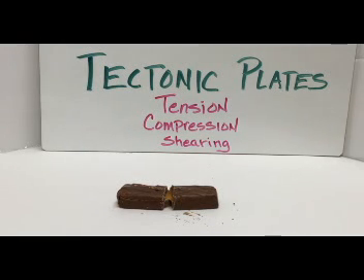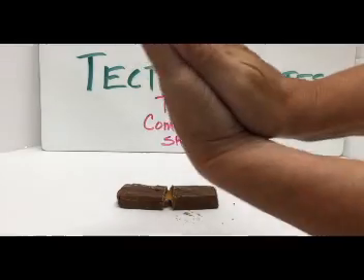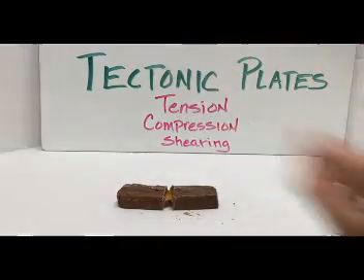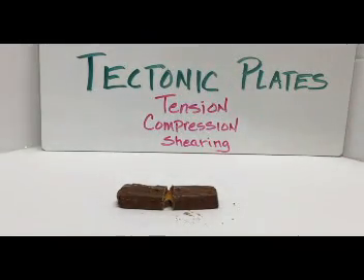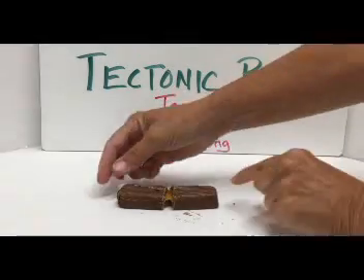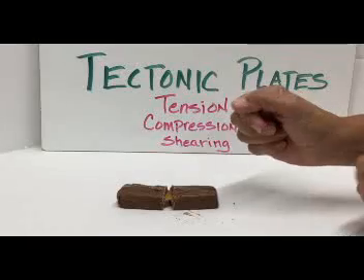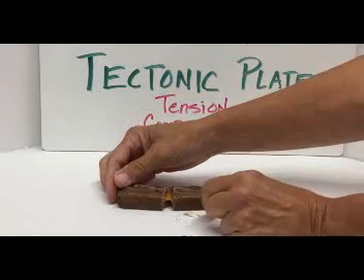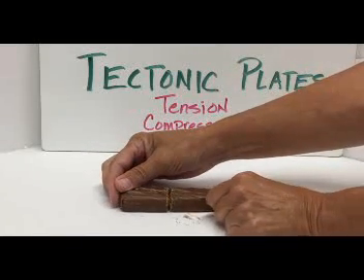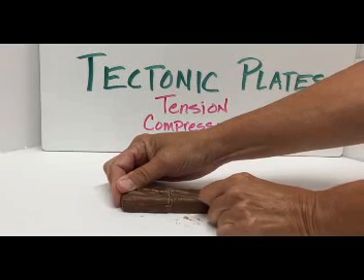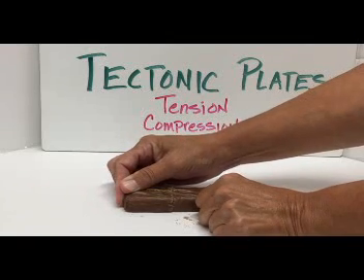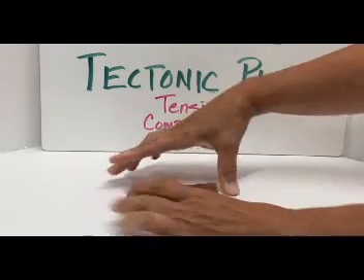Now the next one is compression. What do you think compression means? Compression means when things come together, mash together. So that's what we're going to do now with our candy bar: we're going to take our two pieces and we're going to do compression. When we do, we want to see what's going to happen to our various tectonic plates. So here goes my compression. I'm going to push, and then keep pushing, and see if anything happens.